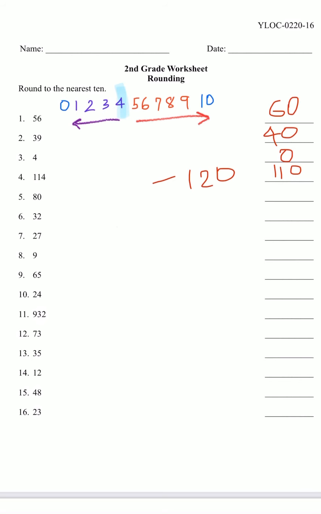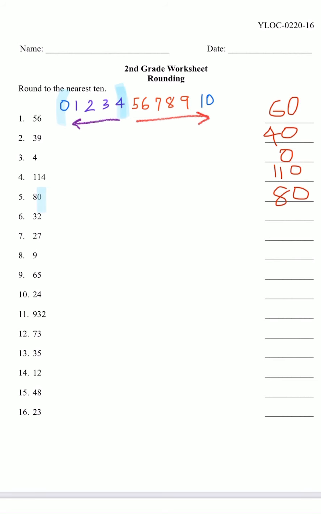Okay? Now let's try number 5. 80. 80, it ends with 0, right? And 0 is over here. So 80 is between, well, 80 is just 80. Okay? Because it ends with 0.